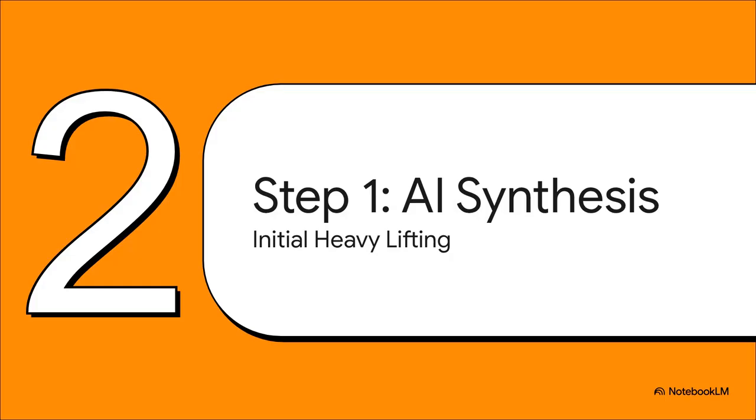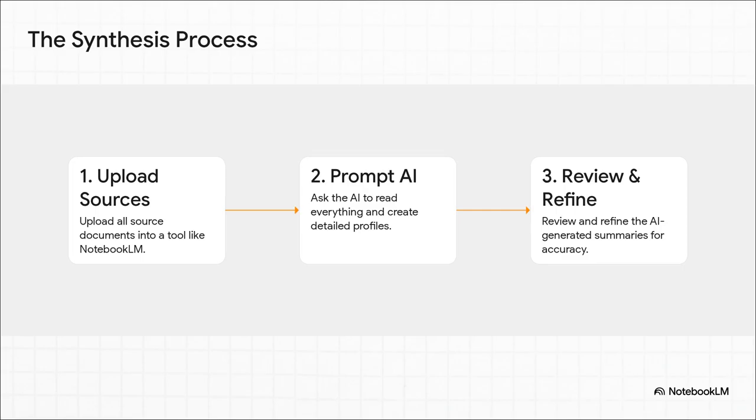Okay, so to tackle this, our first move is to bring in a specialist. And that specialist is an AI research assistant. Its sole job is to do that initial heavy lifting, reading and summarizing everything for us. And the process itself is actually pretty straightforward. First, you just upload all those source documents into one single workspace. And then you give the AI a really clear instruction. You tell it, act like a research synthesizer. Read all of this and create a detailed profile for every important person you find.